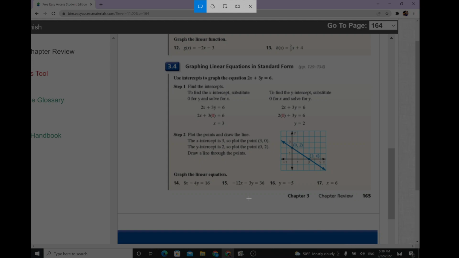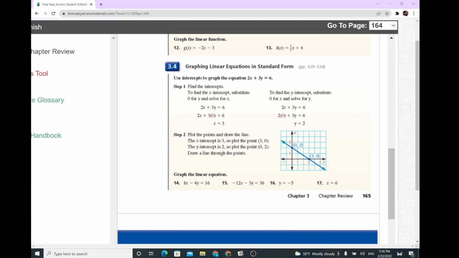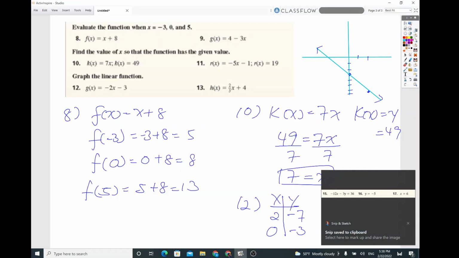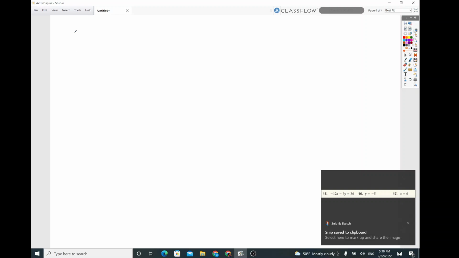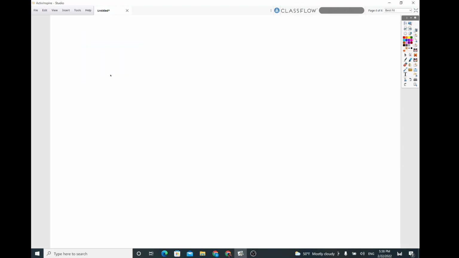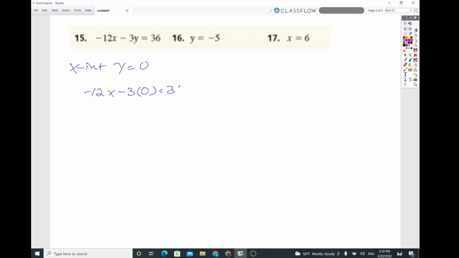So graph the model using the standard form of a line. Okay, so I'll put it on a new page right here. Okay, so for 15, 16, and 17. So 15, in order to find the x-intercept, that means you want to set y equals 0. So plug in a number, so we've got negative 12x minus 3 times 0 equals 36. So negative 3 times 0, that's nothing.